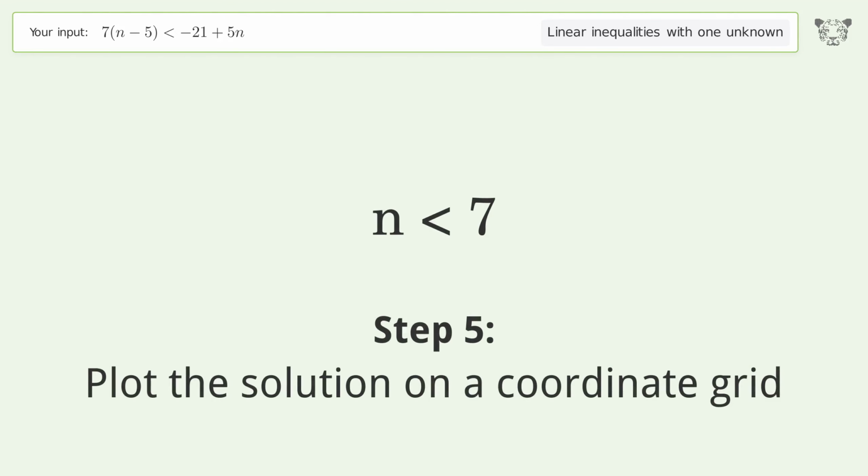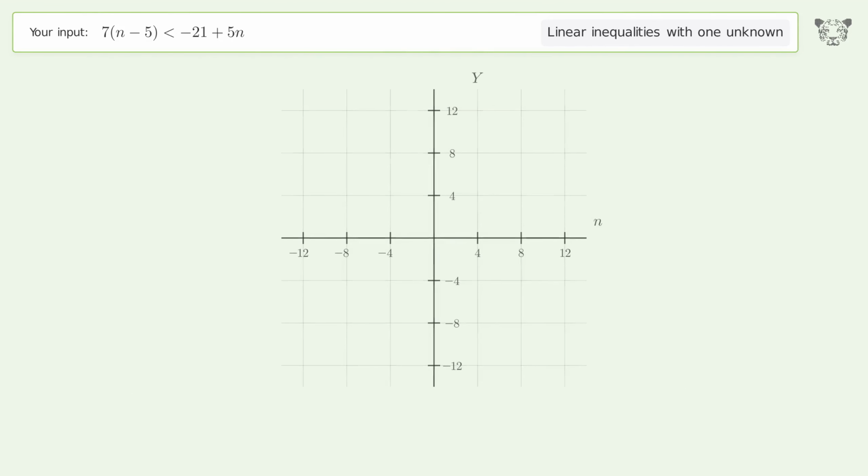Plot the solution on a coordinate grid. And so the final result is n smaller than 7.